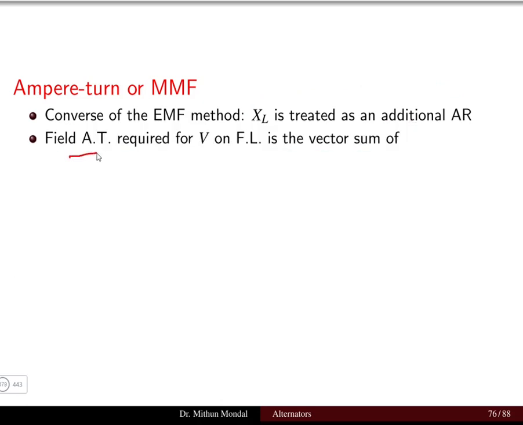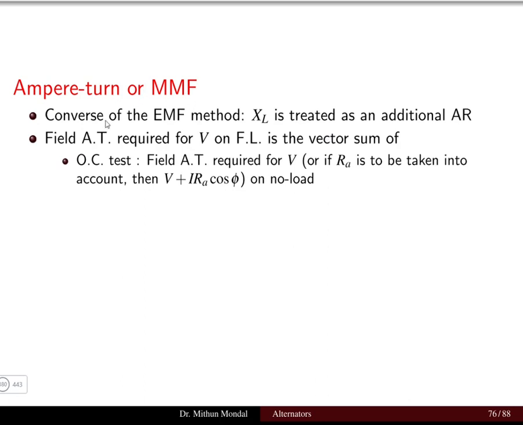Then the field Ampere-Turn required for the voltage on the full load condition is the vector sum of the two quantities. One is coming from the OC test. So the OC test will give the field Ampere-Turn required for the voltage, or if RA is to be taken into account, then V plus I RA cos phi on no load condition. So here under the no load condition, which is the open circuit test, we get the field current required for the voltage, that is V plus I RA cos phi.